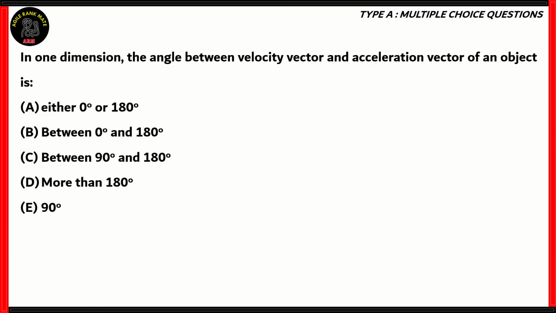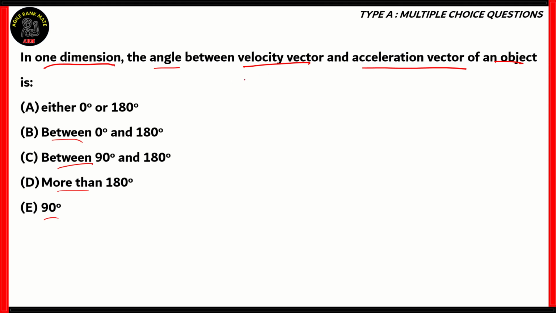Now, let's look at the final question for the day. In one dimension, the angle between velocity vector and an acceleration vector of an object is either 0 or 180 degrees, between 0 and 180 degrees, between 90 and 180 degrees, more than 180 degrees, 90 degrees. So, how do we solve this question?